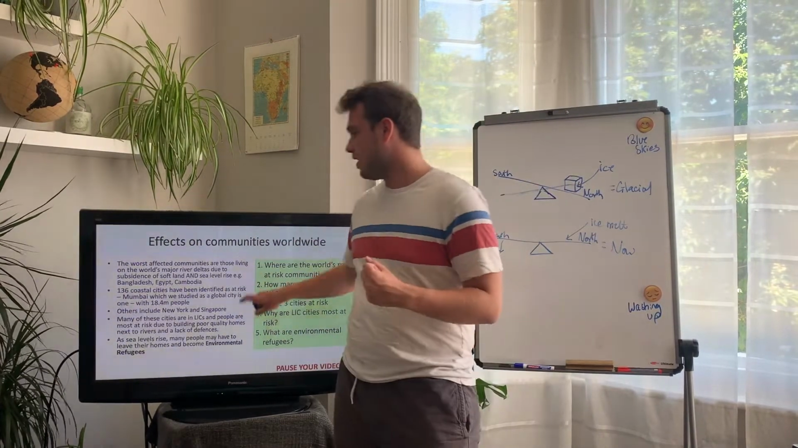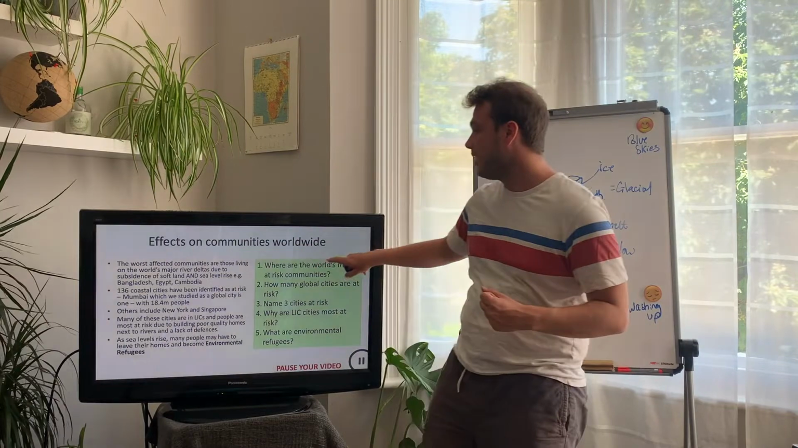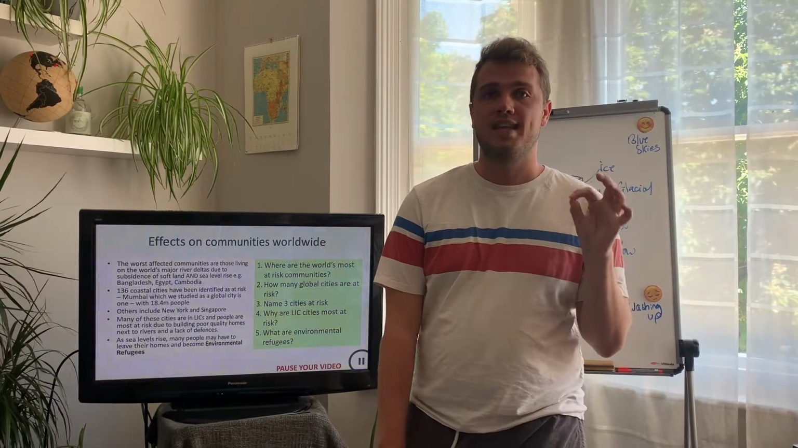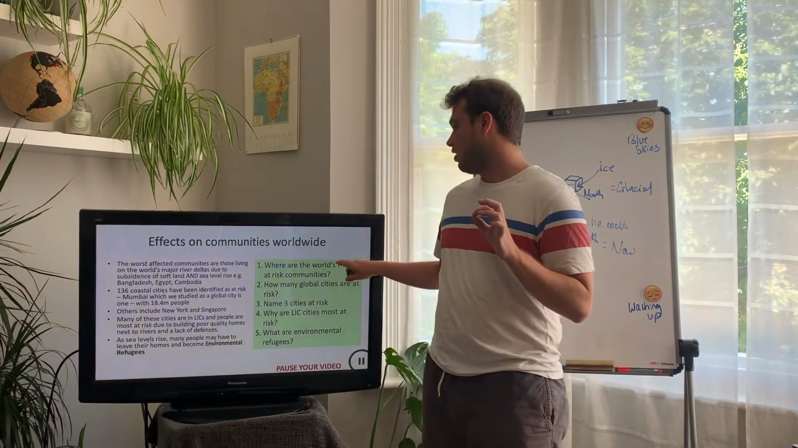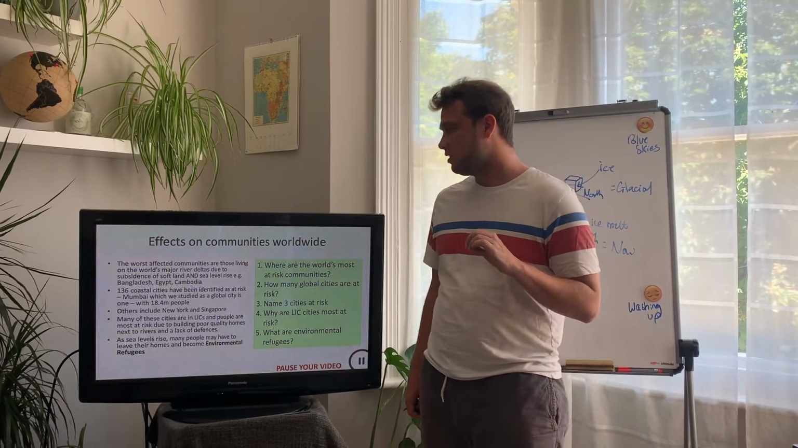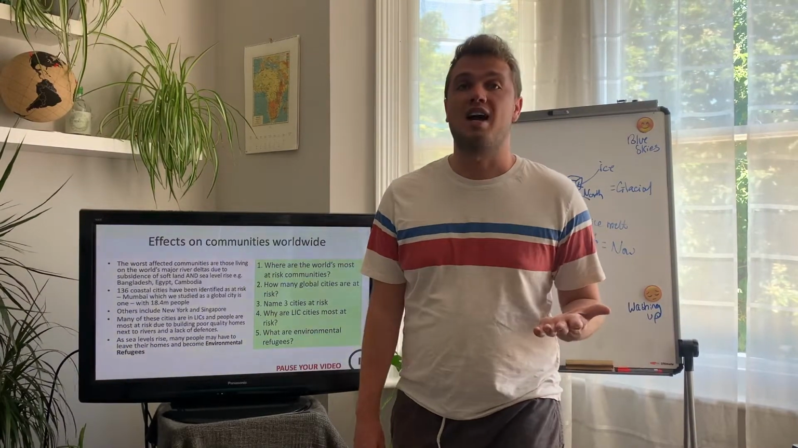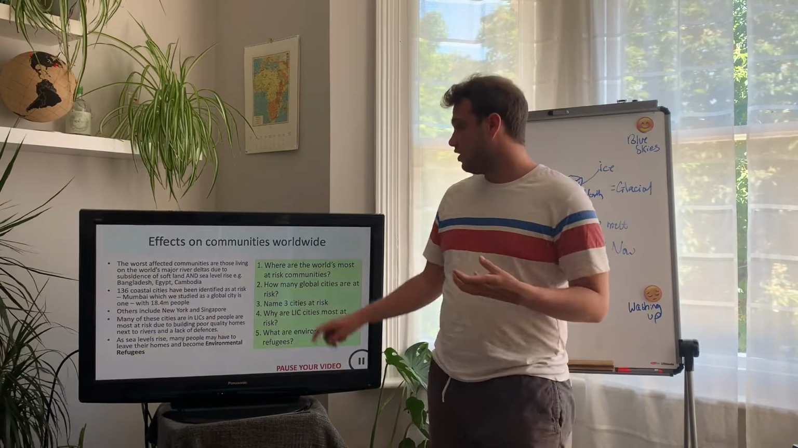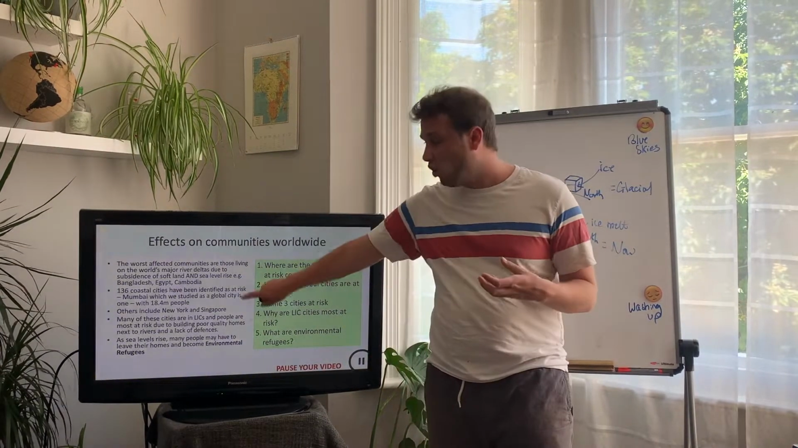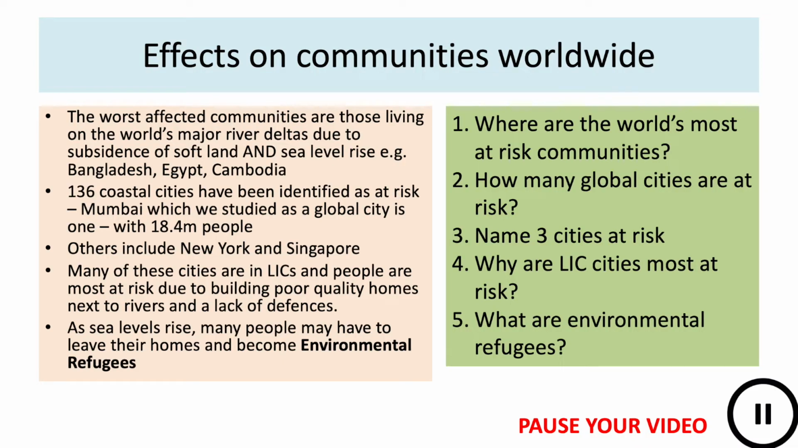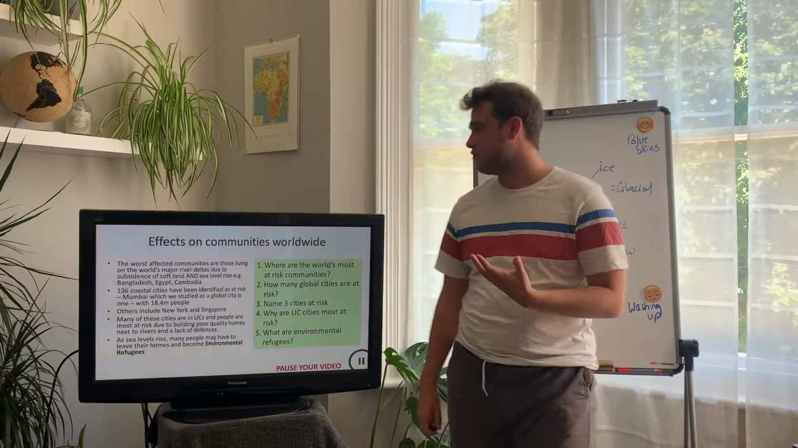And what I want you to do is read this information here and then answer these 5 questions in full sentences. So the question is, where are the world's most at-risk communities? You would say the world's most at-risk communities are, and finish that sentence with your answer, okay? So these quick 5 questions, all of the information's there in full sentences. So hopefully that was really straightforward for you.